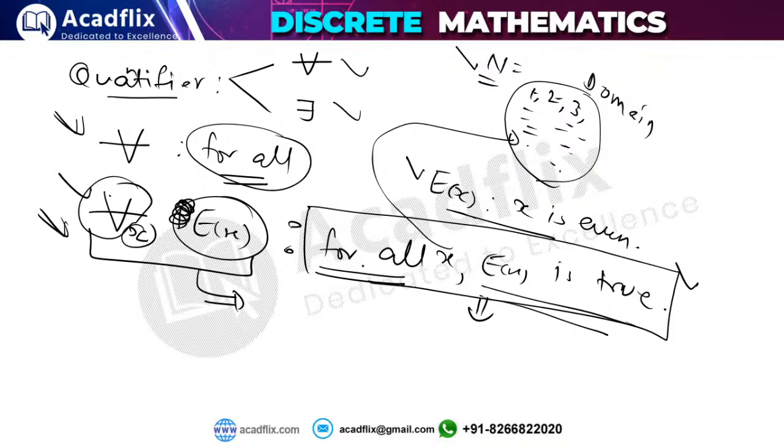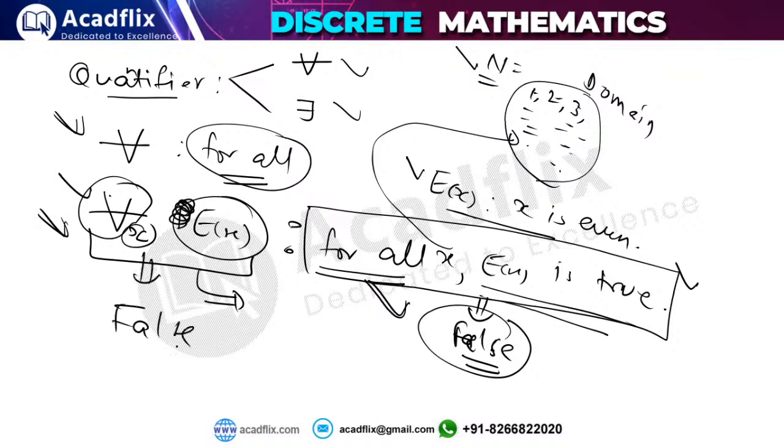So you see, this claim, for all x E(x), is false. Why is this claim false? Because, for example, 1 is not even, 3 is not even, 5 is not even. So this claim is false. You got the meaning of the for all quantifier. Very intuitive thing. The for all quantifier is basically talking about every element of the domain.